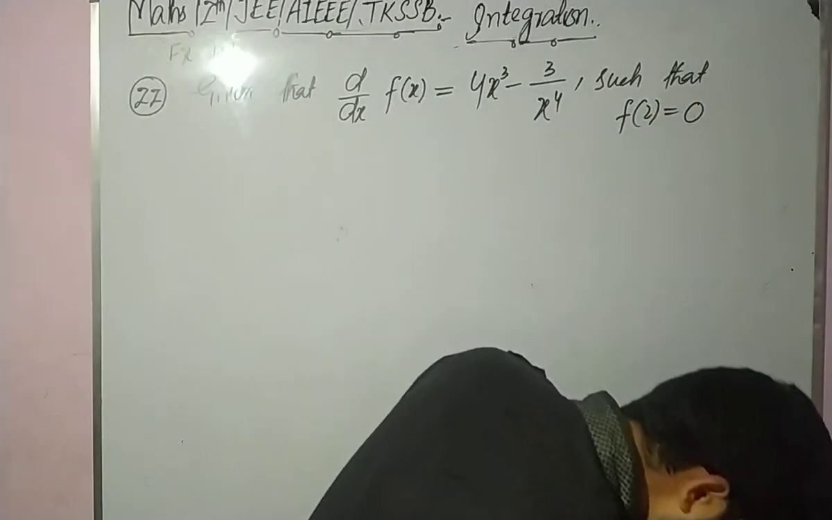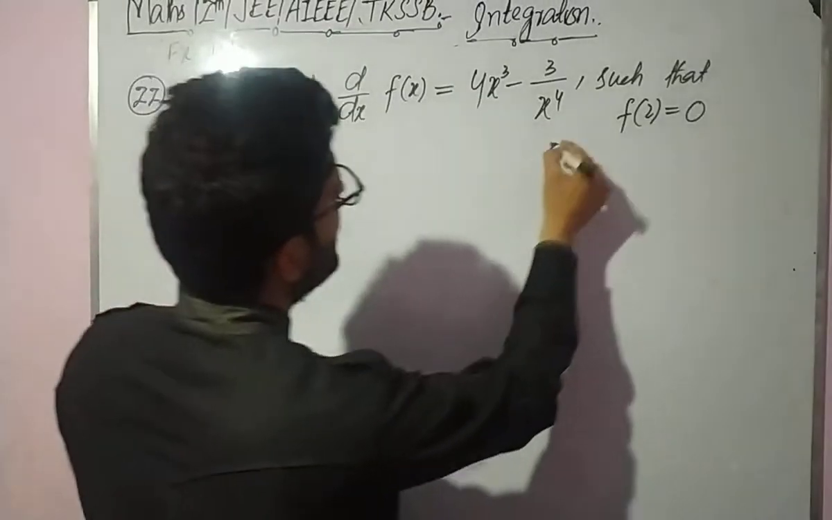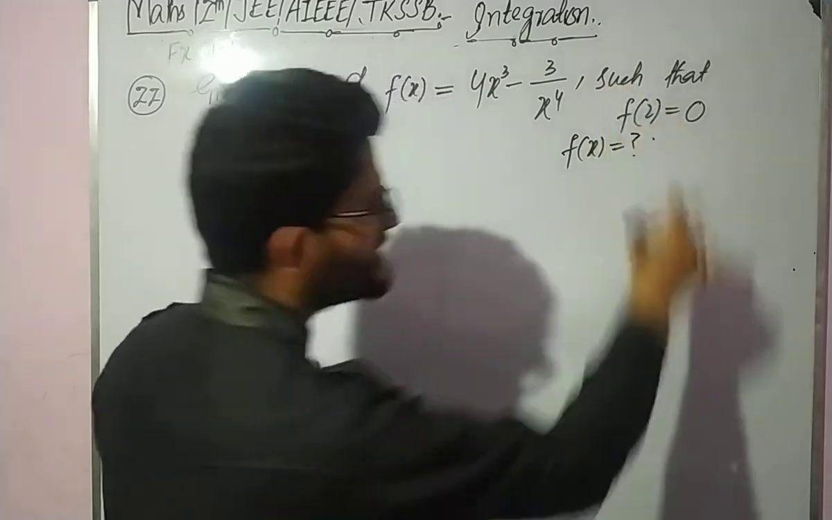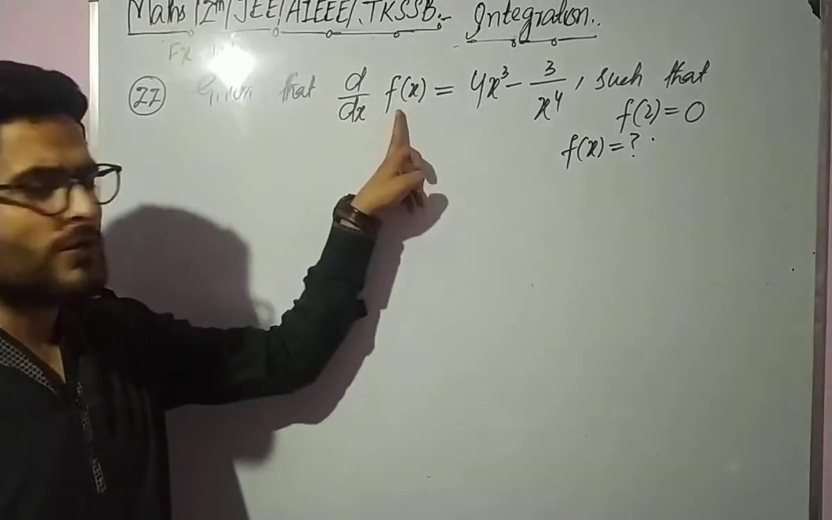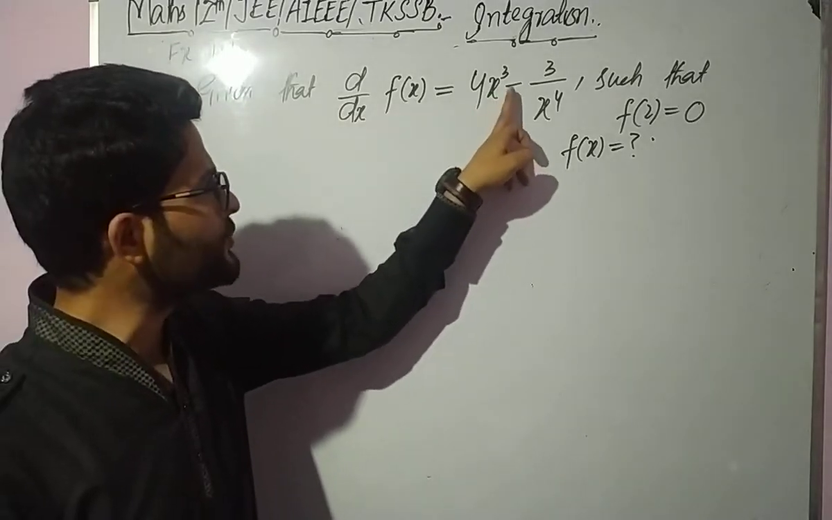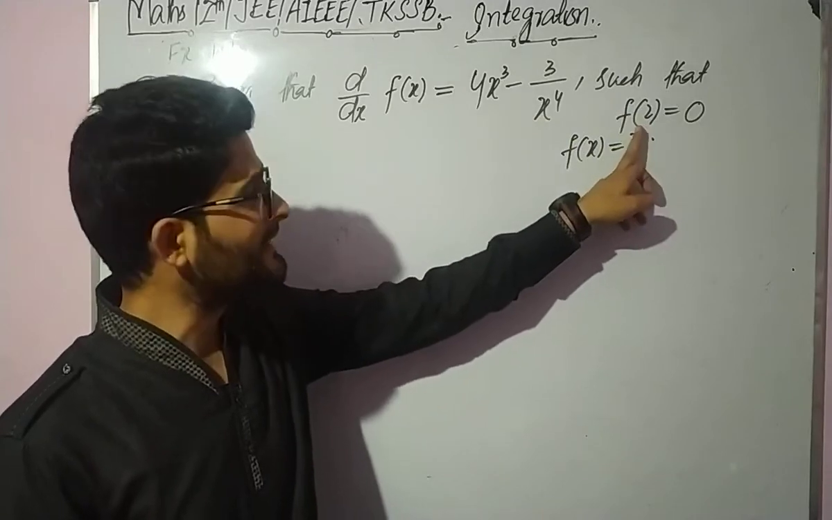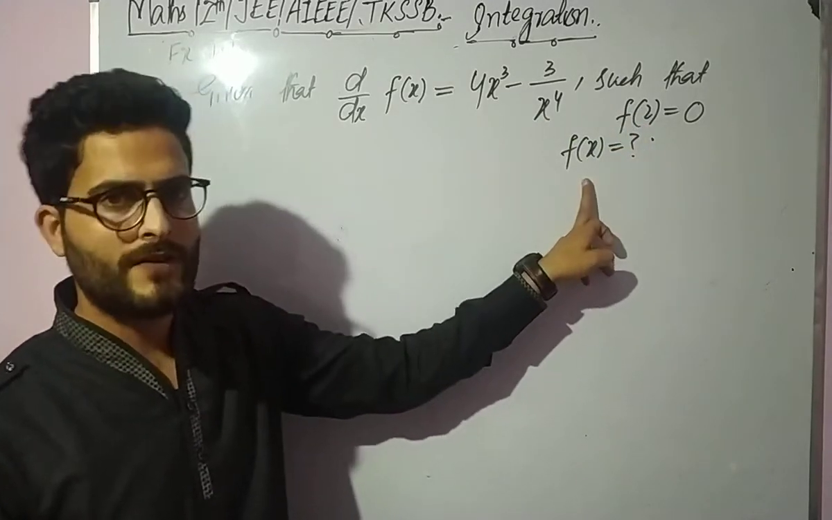f dash of 2? No, f of 2 is equal to 0. We have to find f of x. We need the original function f of x. So in that question it is given that the derivative of a function is 4x cube minus 3 divided by x power 4, such that again it is given that f of 2 is equal to 0. And we need to find f of x.